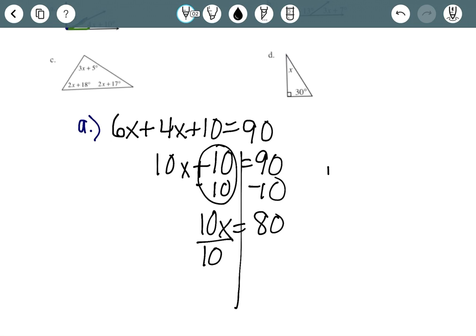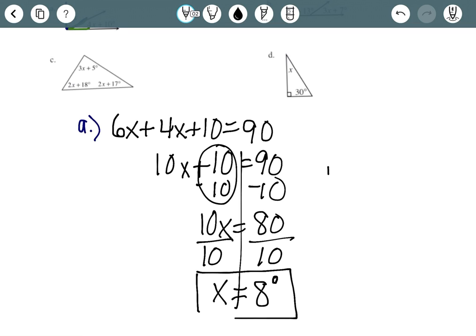Now I'll divide by 10 on each side. That leaves me with x, or 1x. 80 divided by 10 gives me 8. So x equals 8. Don't forget your degree symbol because we are talking in terms of angle measurement, so we want to make sure we call that 8 degrees.